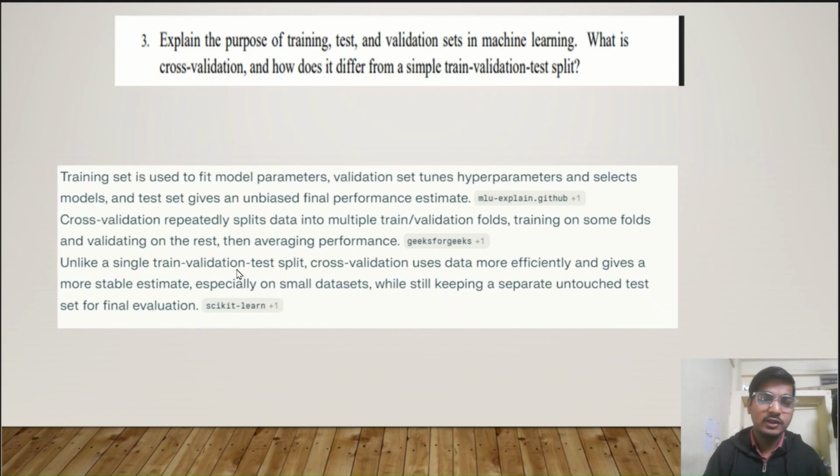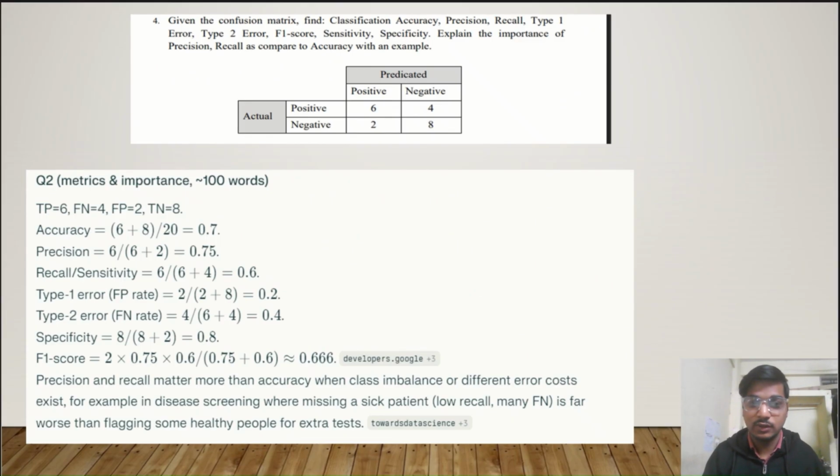Whereas cross validation is used to repeatedly split the data into multiple train and validation folds, training on some folds and validating on the rest, then averaging the performance. Unlike the simple train validation test split, cross validation uses data more efficiently and gives a more stable estimate, especially on small data sets, while still keeping a separate untouched test set for the final evaluation.